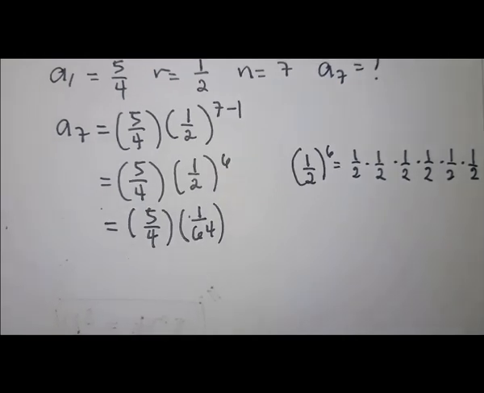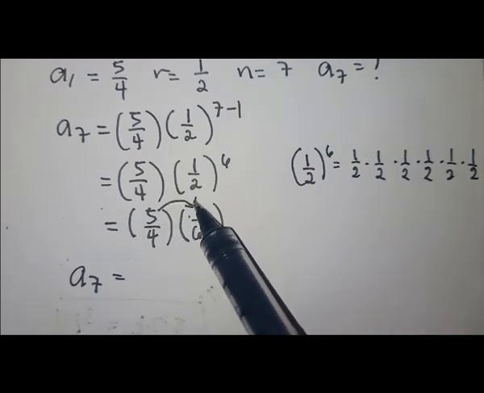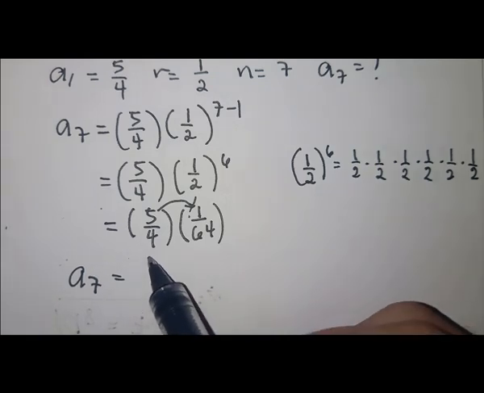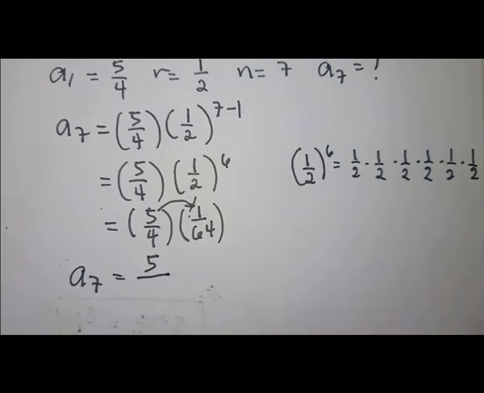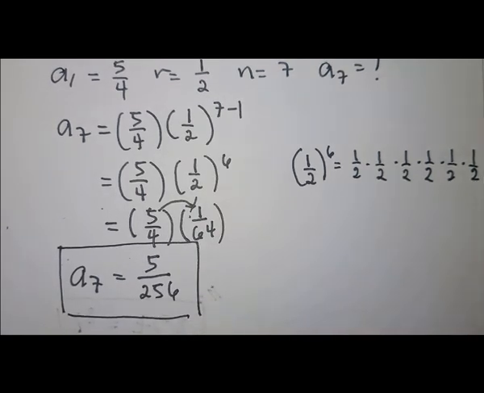So, let us get the final answer here. Dahil fraction siya. Again, kapag nagmo-multiply tayo ng fraction, numerator to numerator. Okay, so we have 5 times 1. It will give you 5. And 4 times 64 will give you 256. So it means the 7th term from the given sequence is 5 over 256.